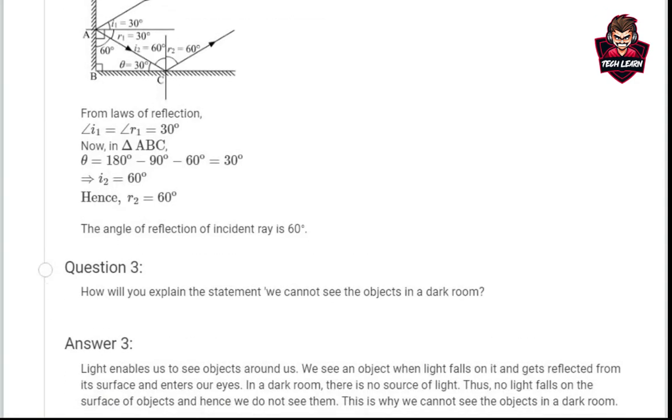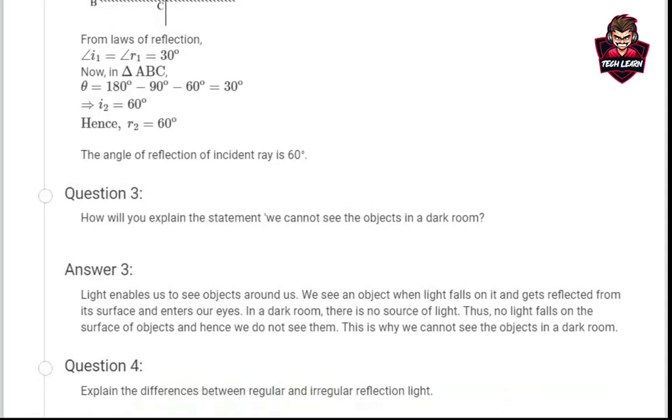Question number 3. How will you explain the statement: we cannot see the objects in a dark room? So, answer of question number 3 is light enables us to see objects around us. We see an object when light falls on it and gets reflected from its surface and enters our eyes. In a dark room, there is no source of light, thus no light falls on the surface of objects and hence we do not see them. This is why we cannot see objects in a dark room.